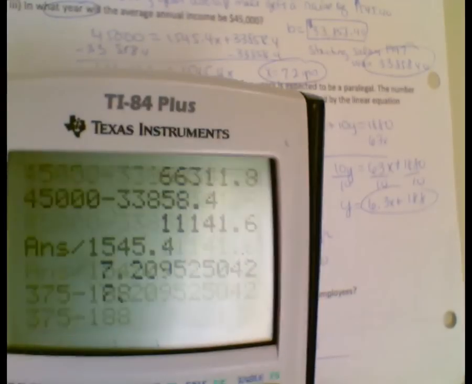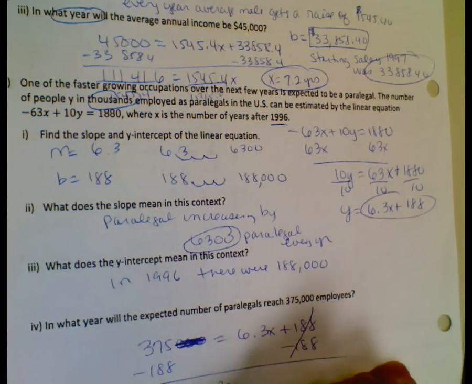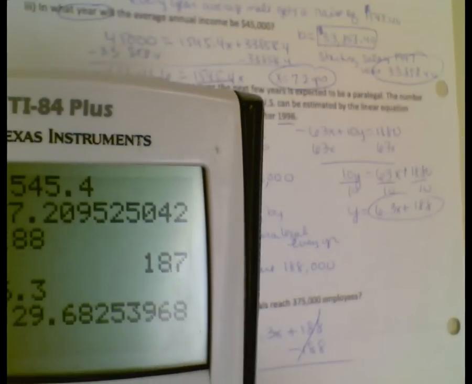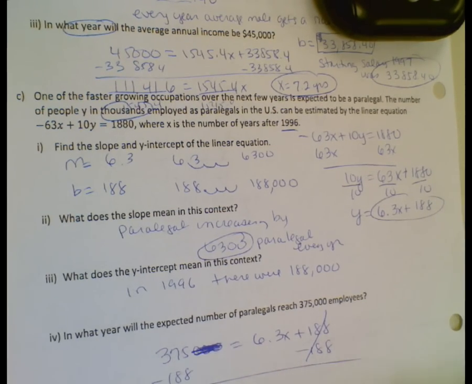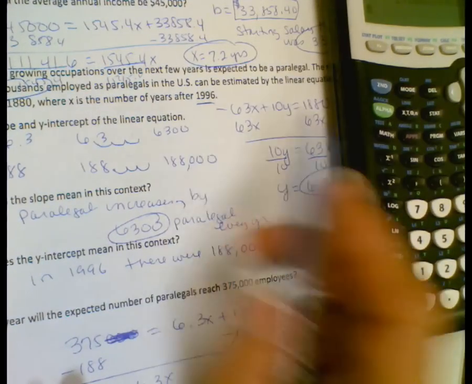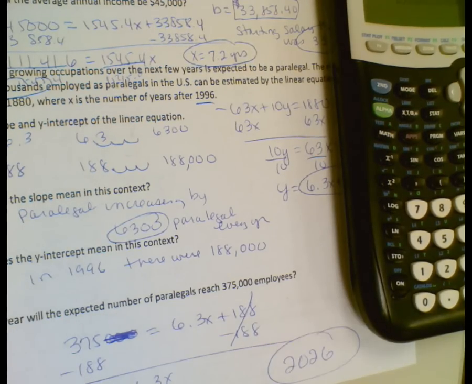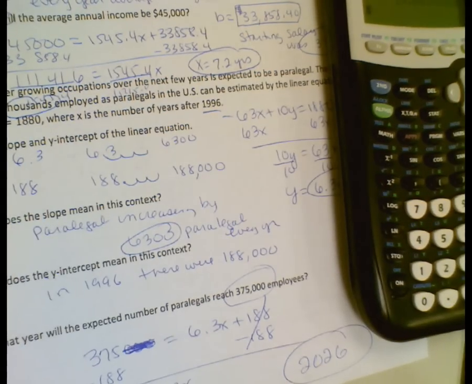That would be a challenge question. It's 187. Divide both sides by 6.3, and you get 29.7. So about 30 years. So if you take 1996 and add 30 years, it'd be about 2026. In the year 2026, you'll have about 375,000 paralegals. Okay, that's the notes.